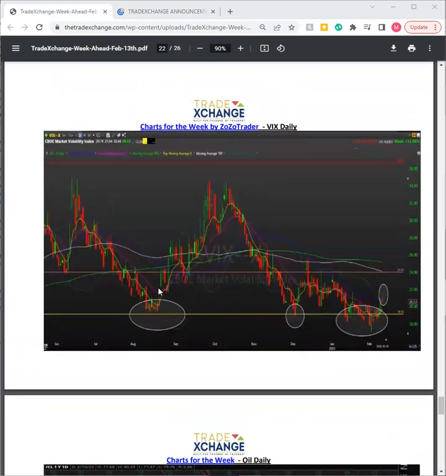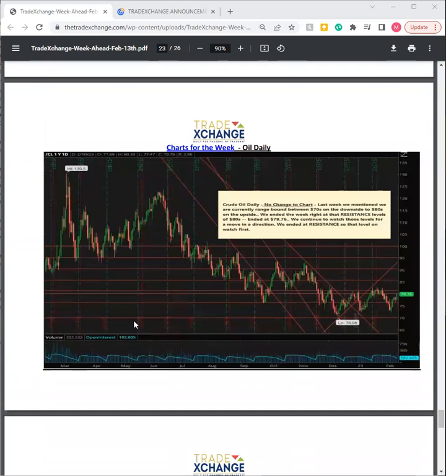Your VIX, you see these tests, popping, test, popping, test. We see a little pop here. We'll see how that continues this week. Oil, no changes to the chart, members.